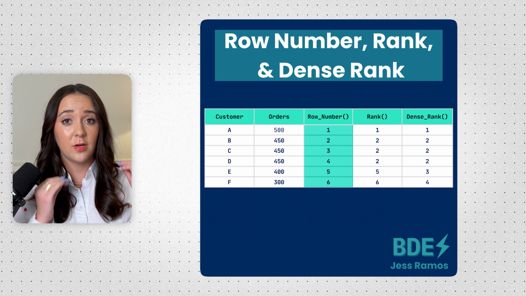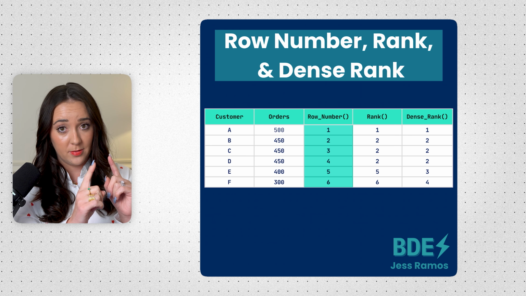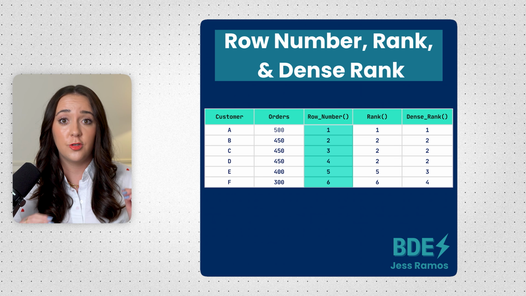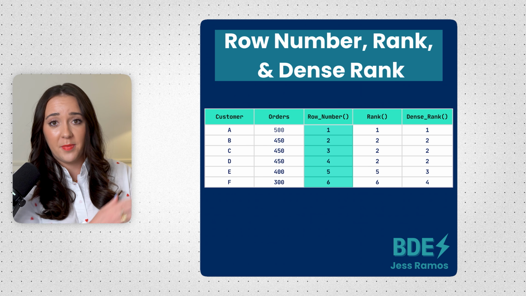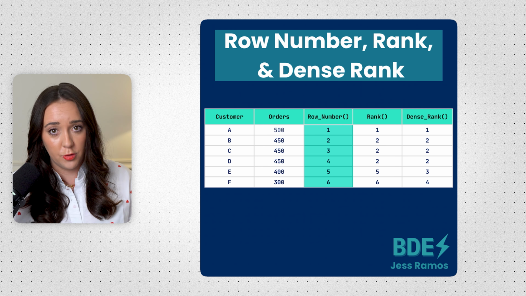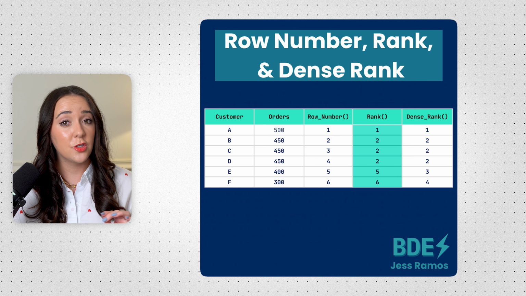So if any values are tied, they're gonna have different row numbers. Row number does not consider ties or duplicates. It doesn't care. They're all gonna get different ranking values. So the ranking values are gonna be like 1, 2, 3, 4, 5, 6, 7, 8, 9, 10, no duplicates, all different.